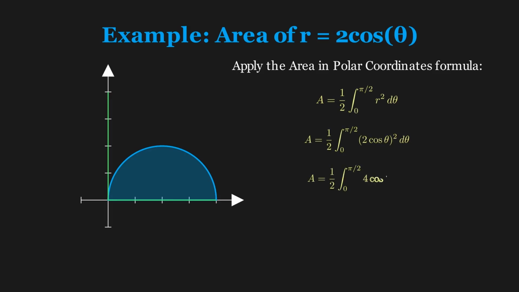Now we apply our polar area formula. A equals 1/2 times the integral from 0 to pi over 2 of r squared d theta. Substituting our function, A equals 1/2 times the integral from 0 to pi over 2 of (2 cosine theta) squared d theta. This becomes A equals 1/2 times the integral from 0 to pi over 2 of 4 cosine squared theta d theta. Simplifying, A equals 2 times the integral from 0 to pi over 2 of cosine squared theta d theta.